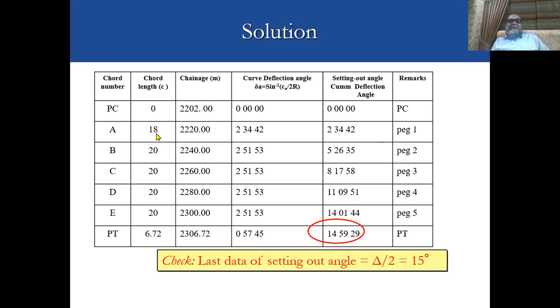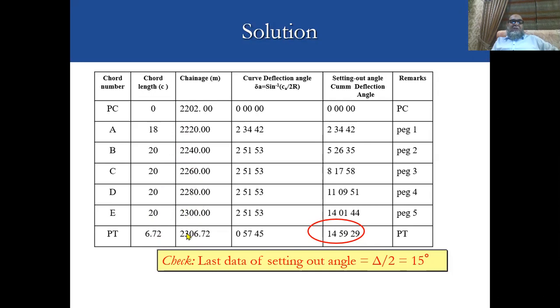Actually, we want to round the chainage. So now the chord length is 18. If I plug in 18 and R, which I know is 200, I will find this angle as 2 degrees 34 minutes and 42 seconds. Now I add the previous angle to this angle, and I get this cumulative value. Now the next station, since this is 20, will be 2240. We'll keep on doing it until we reach the last station. So then 2260, 2280, 2300, and we cannot have 2320 because the last station is 2306.72. So again, the difference between two stations is 20, 20, 20, and last but not least is 6.72.